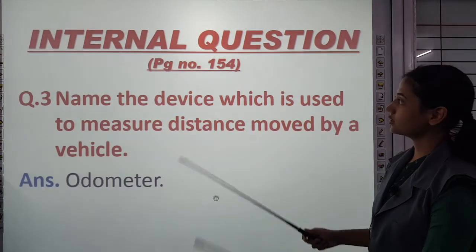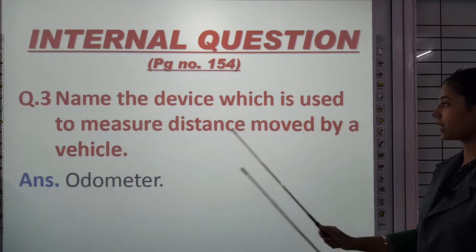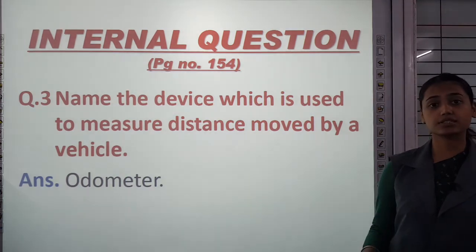Then question 3, internal on page 154. Name the device which is used to measure the distance moved by a vehicle. That is odometer. And the speedometer measures the speed of a vehicle.